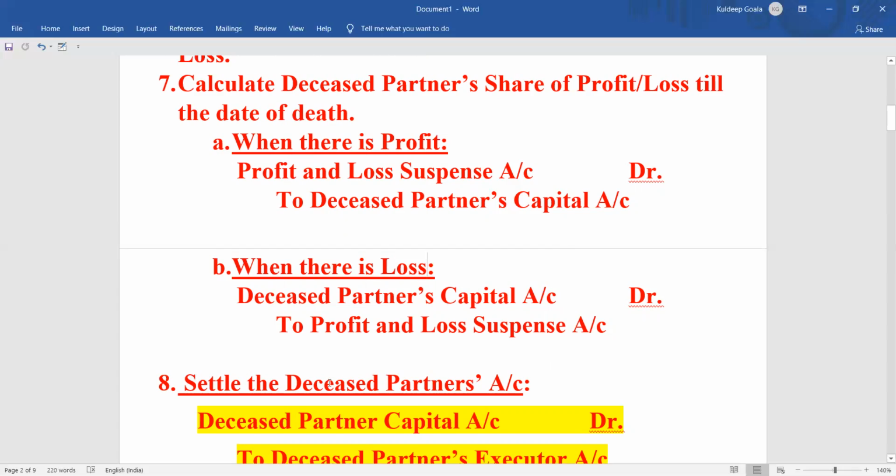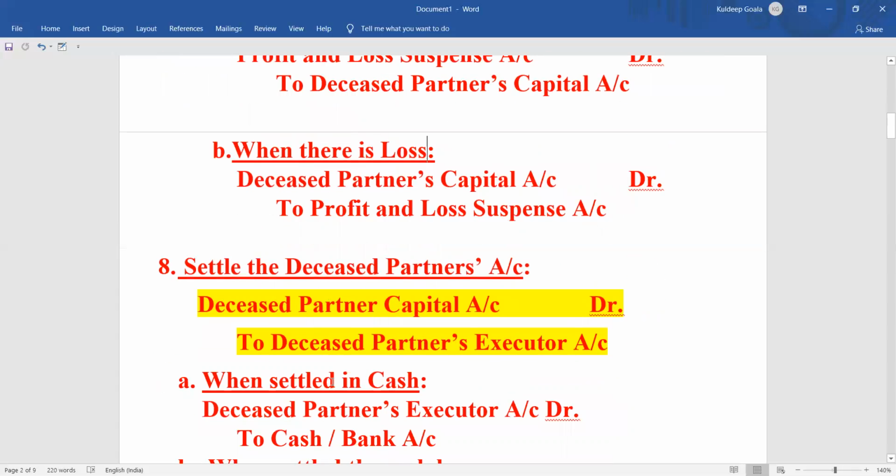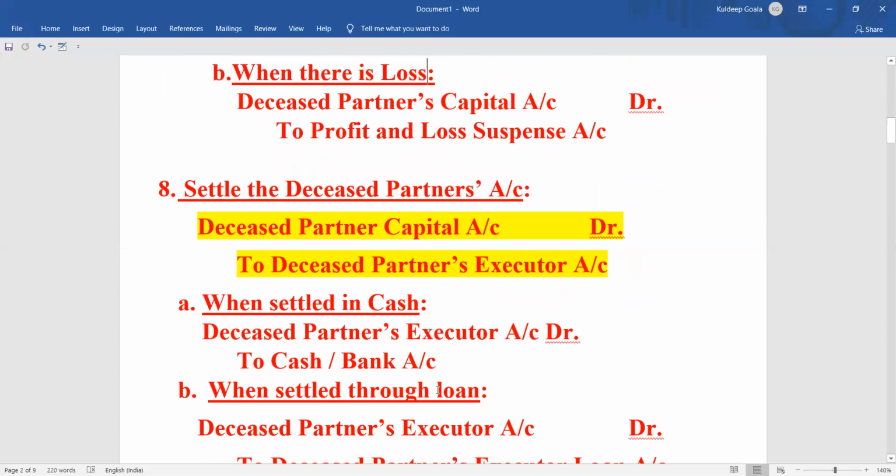So coming to the settlement, after that you can go for the balancing. Now you can do all the balancing of the items and ultimately pay the partner who has died. You cannot pay him directly, so what you have to do is transfer the amount to the deceased partner's executor account.